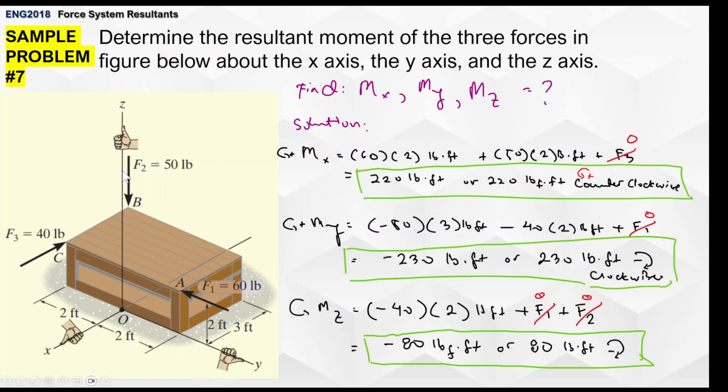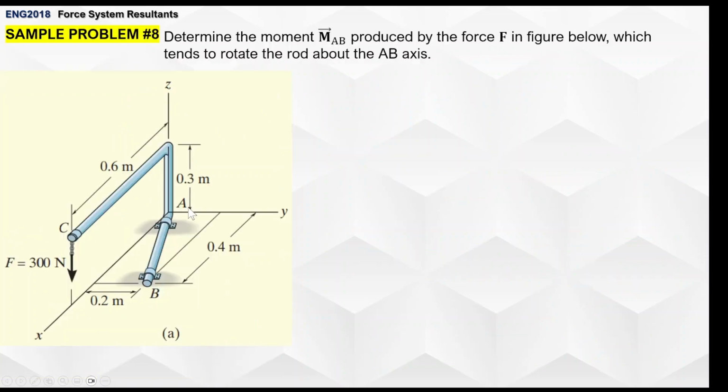So I hope you get to practice this muna and try solving it again without seeing the solution first. Let's try one more problem here. So here we have a figure with these particular dimensions. Determine the moment AB produced by the force F, this one, which tends to rotate the rod about the AB axis. So we're gonna determine the vector moment AB, and we're being asked to rotate it about the AB axis. So this is the axis of rotation, and we're given these particular dimensions.